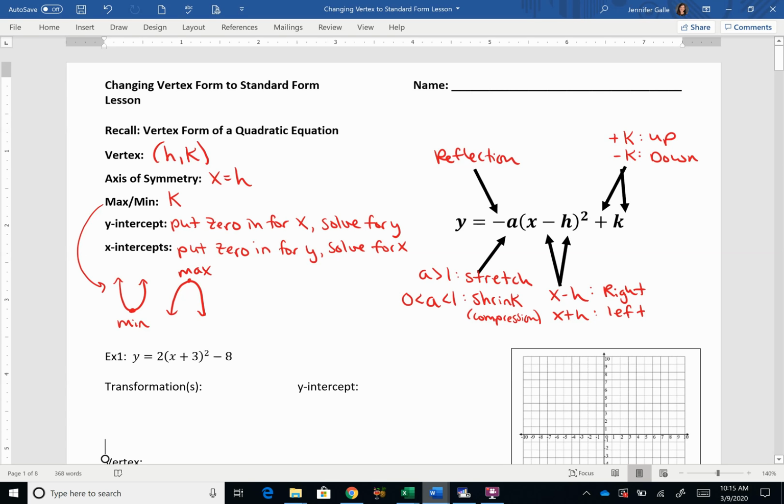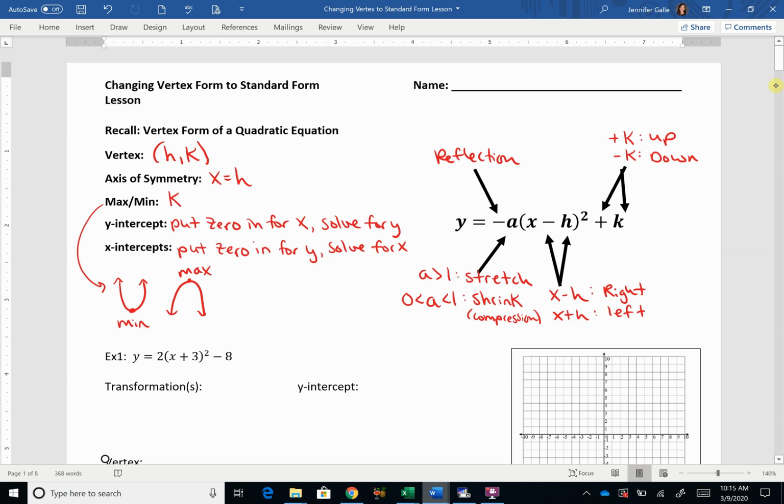Today we're going to change vertex form that you're familiar with to what's called standard form. I want to take some time, though this piece is already filled in on your sheet, to review that vertex form and then change into our new standard form.